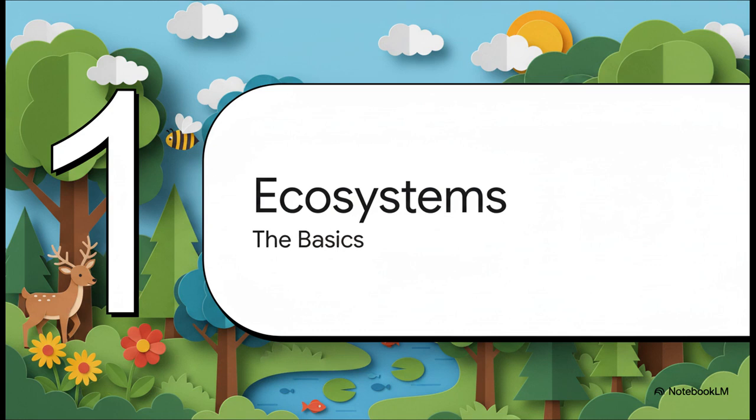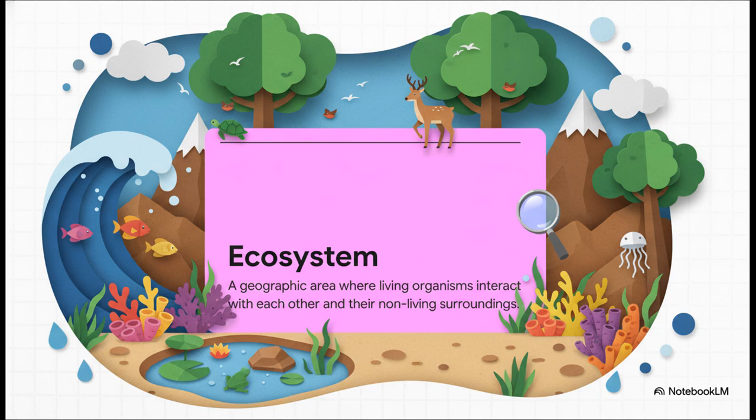You can think of it as the giant stage where all the drama of life plays out. And honestly, it's the bedrock for everything we're going to talk about today. So what is an ecosystem, really? Let's break it down. Basically, it's any place where living things, plants, animals, interact with each other and with all the non-living stuff around them, things like rocks, water, sunlight.